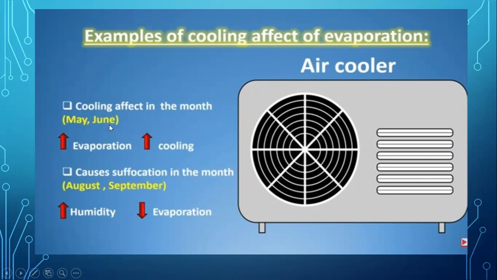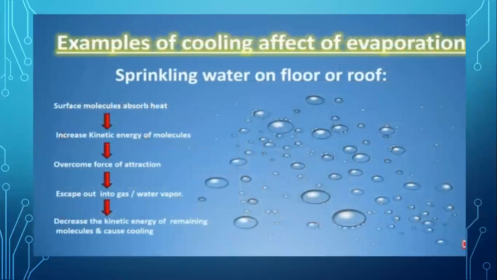Here, in May and June, the rate of evaporation increases, so we feel a comfortable or cooling effect. When we sprinkle water on the floor or roof, it absorbs heat that increases kinetic energy, which overcomes forces of attraction and escapes into the atmosphere in the form of vapors. Finally, the remaining molecules have low energy and it causes a cooling effect.